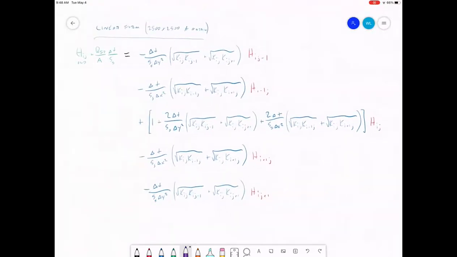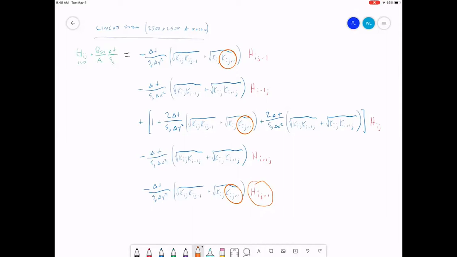There we go. So in this equation, which is the same equation, it's just an algebraic step from the other one to this one, we do not have Hij plus 1. We do not have Kij plus 1. And that appears in three locations. Okay, so those are the things that we need to get sorted out first.